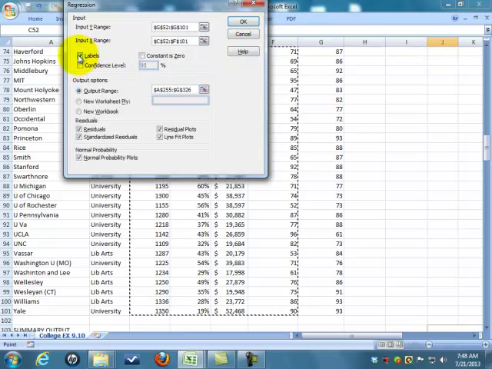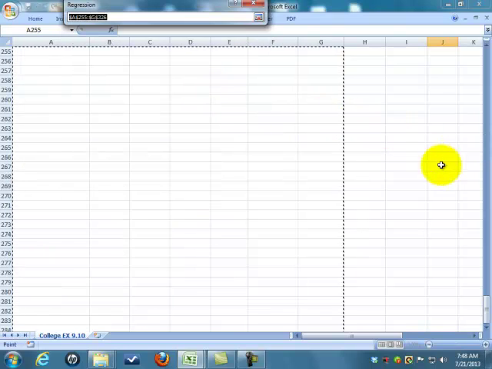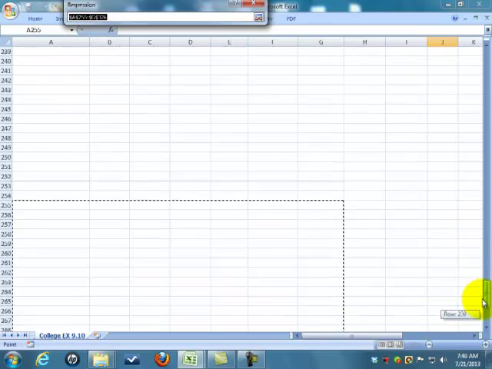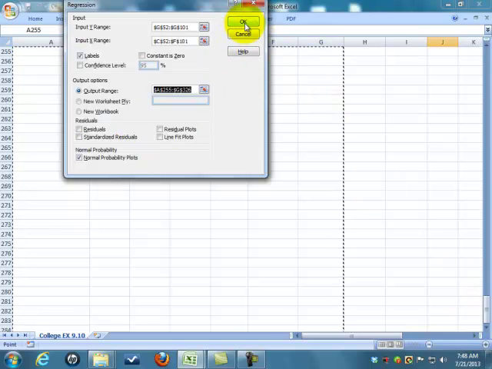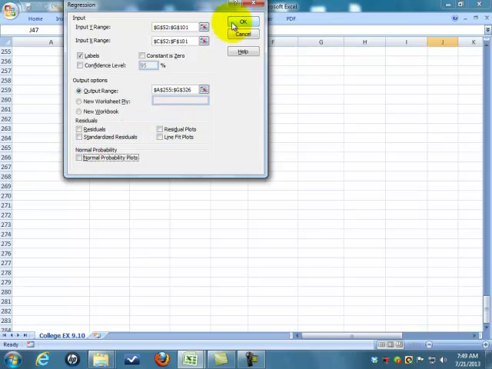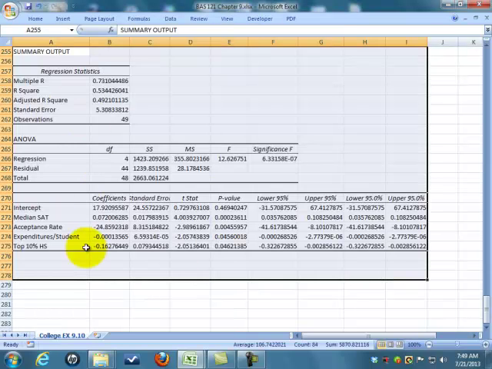I've included the labels in my highlights, 95% confidence interval. I'll just do this for the video, just so you see we get the same thing. Output range, yeah, we can put it there. You can do a new sheet, put it there, say OK, and you get all this raw data, which looks a little bit daunting.